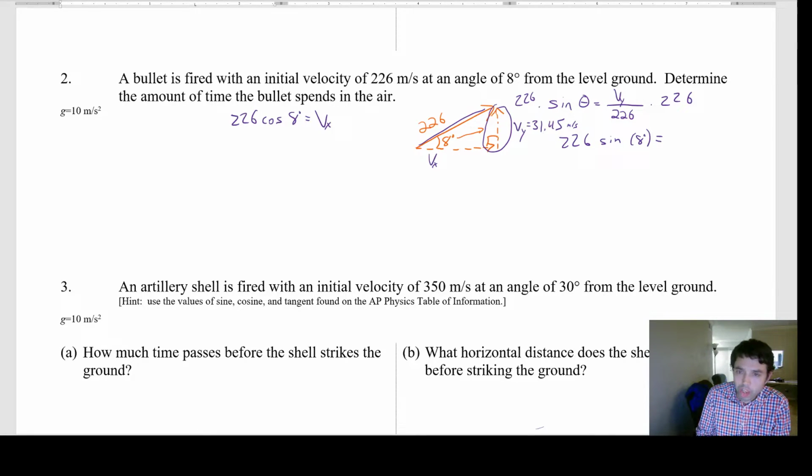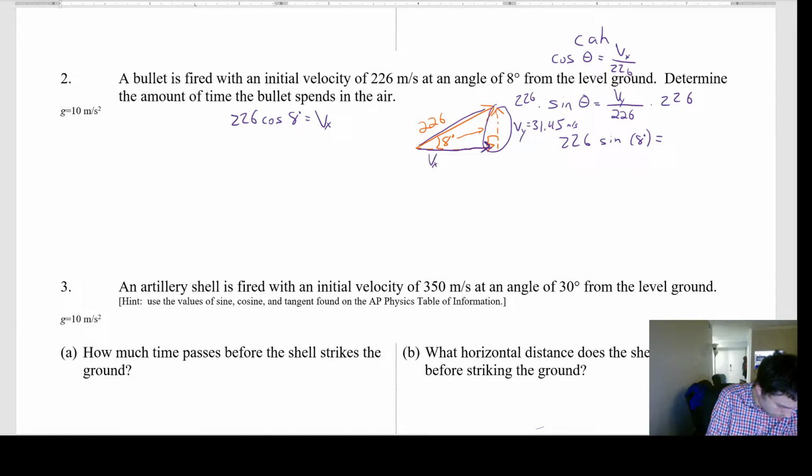And again, the reason why this side that I just drew in purple is adjacent to the angle that I know, right? Not counting the hypotenuse, it's touching it. Adjacent means touching, essentially. So it's adjacent to it. So CAH TOA, right? Cosine of my angle equals the adjacent side, which is Vx, over the hypotenuse, which is again 226. So that's where this came from. All right, do the math.